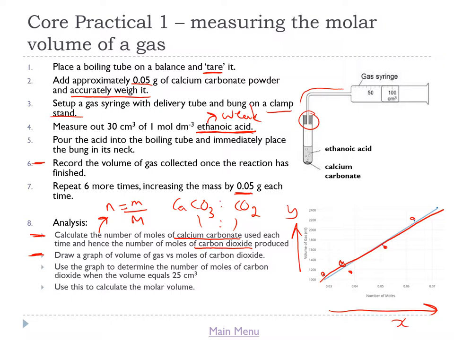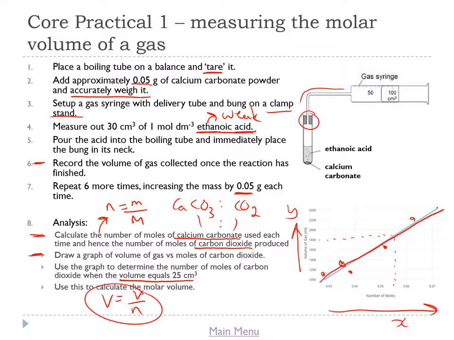And then, using your graph, you're going to determine the number of moles of carbon dioxide when the volume is 25 centimeters cubed. So you're going to go along on your graph to hit the line and then down to read off the number of moles, and then using that you can calculate the molar volume. So the molar volume V is going to be the volume divided by the number of moles. That's the equation you're going to use for that.